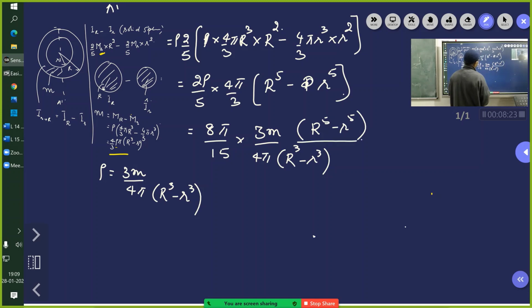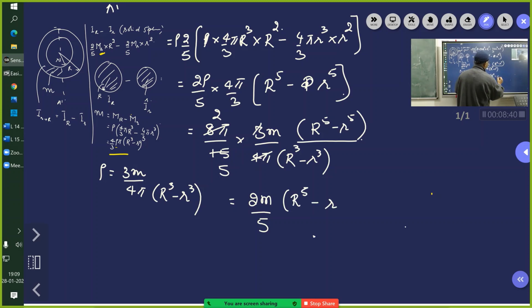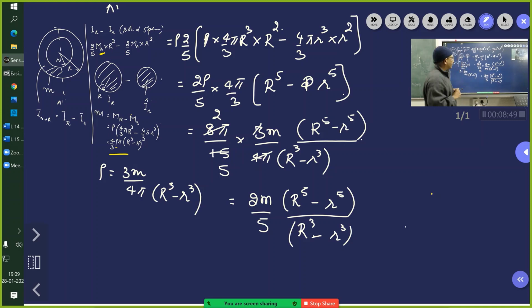So 3 1s are 3, 5s are here, 4 5s are 4, 2s are here. So I end up getting 2m by 5 into (R to the power of 5 minus small r to the power of 5) divided by (R cube minus small r cube). I end up with this.